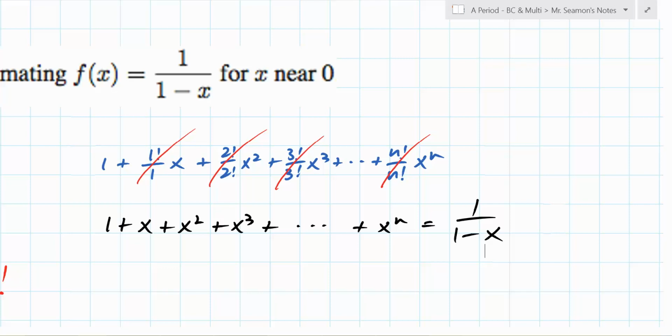Kind of neat. What happens if the absolute value of x is less than 1? It converges nicely, right? But does this always converge? No, it doesn't. If x is 1 or greater, it doesn't. Oh, it all comes together. Sweet. Excellent.